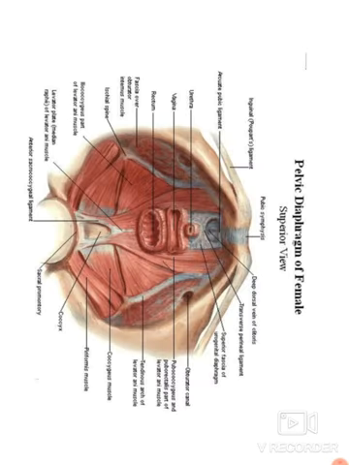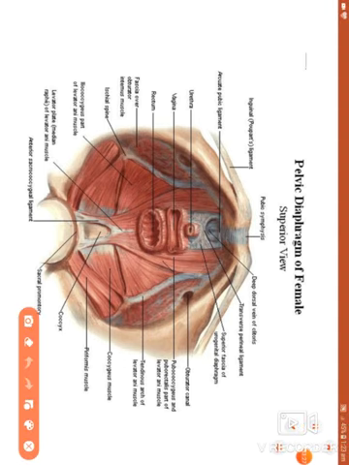Here this is the pelvic floor. It's made up mainly of the levator muscle. Keep in mind that is the levator. Here we can see the piriformis. This forms the pelvic floor which supports the uterus.